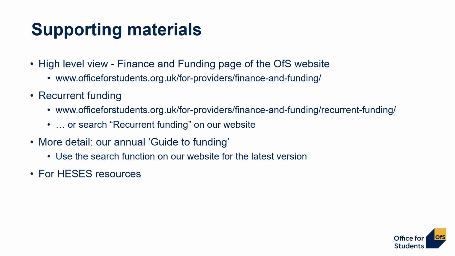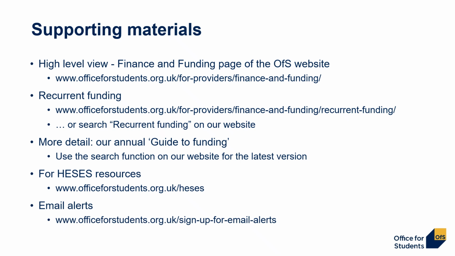The best place to start for HESIS resources is the main HESIS page on the OFS website, which can be found at www.officeforstudents.org.uk/HESIS, and of course that is HESES. To stay informed about OFS announcements, including those relating to funding, you can sign up for our email alert service. Visit www.officeforstudents.org.uk/sign-up-for-email-alerts, and as usual, the last part of that URL is hyphenated.